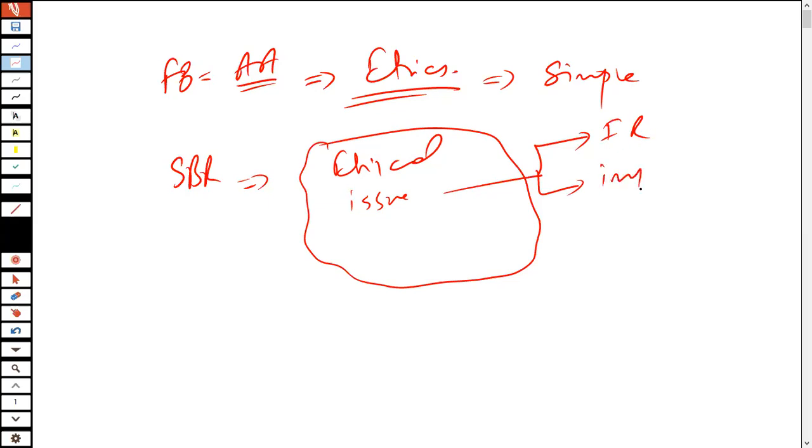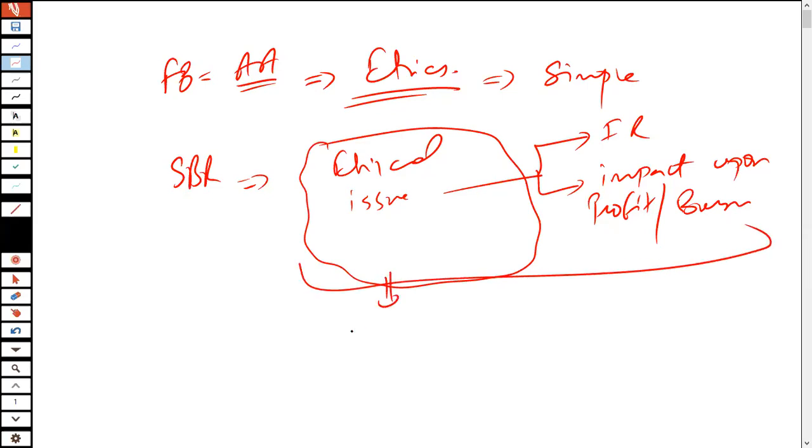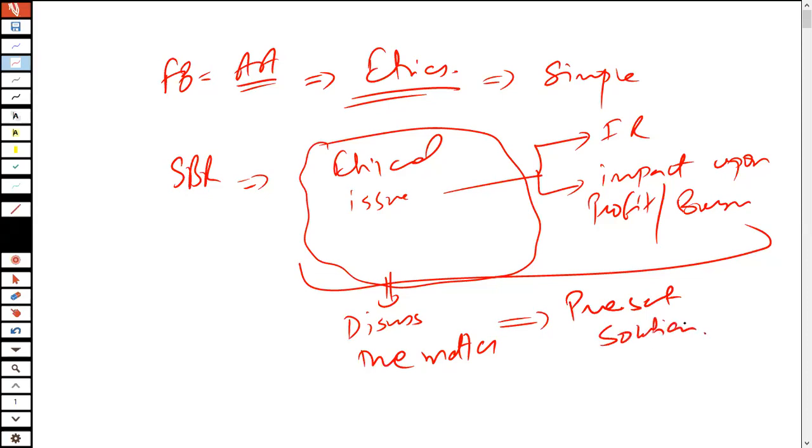That has an impact upon the profits, upon the bonuses, and so on. So what you need to do is discuss the matter in the specific scenario you are given, and then present the solution to those issues.